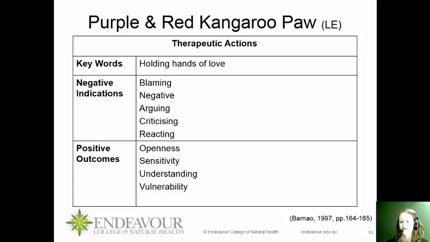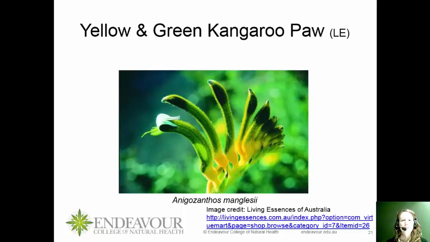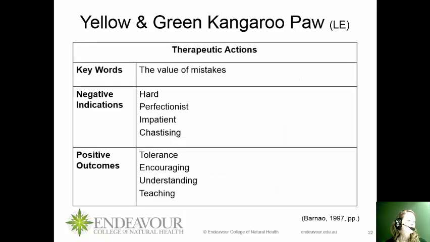Different space. And yellow and green kangaroo paw. This is again from the living essences. This is for people, in a way it's similar to rock water and the beach flowers in a certain way, in that these people are hard taskmasters, just like rock water. They tend towards perfectionism and impatience with themselves and others.